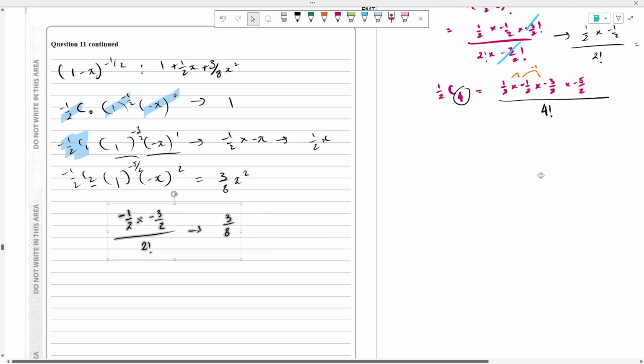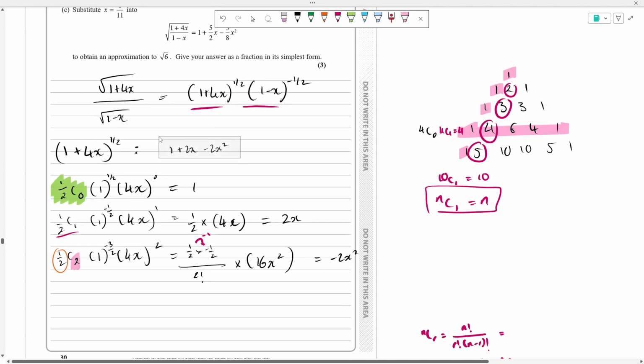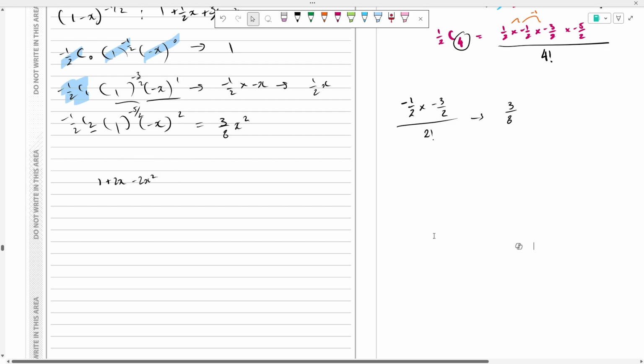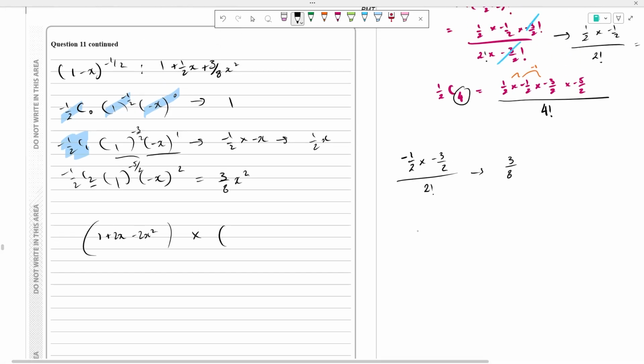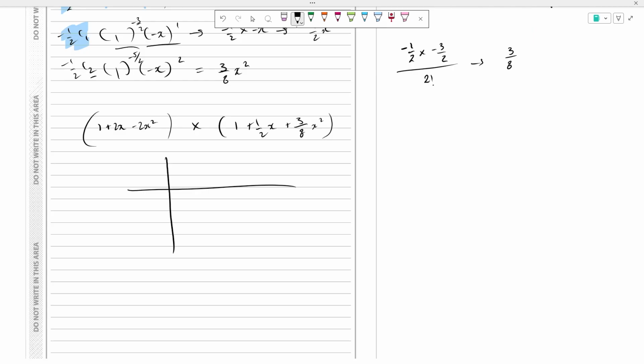Now, for the rest of the question, we have to essentially multiply it together, because you can see here. So what I'm going to do is actually use the grid method from before. And what we're doing is essentially this multiplied by 1 plus a half x plus 3 over 8x squared. That's what we're basically doing. And this is where our grid method will come really, really handy, because we have triple terms. So I'm going to put this on the top bar here. And then on the sidebar, if it decides to cooperate, okay, 1 plus a half x, and then plus 3 over 8x squared.